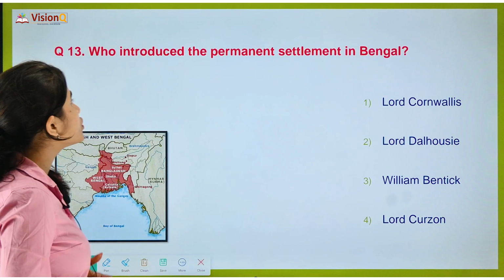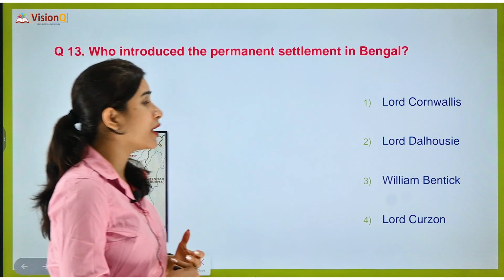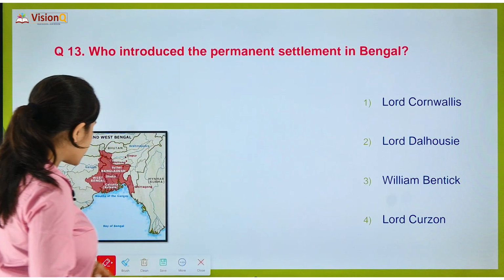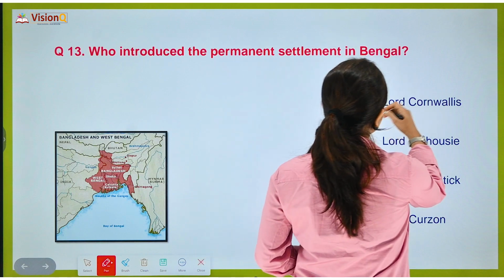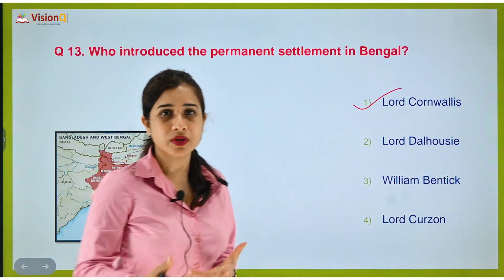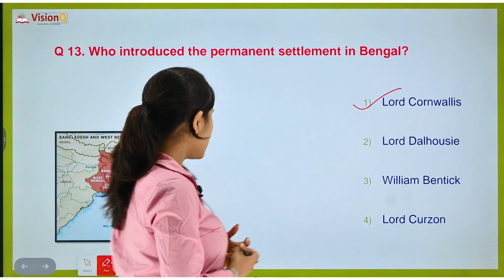Moving to the next question, who introduced the permanent settlement in Bengal? So very important question, permanent settlement in Bengal, who did it? It is a land revenue system done during the period of Lord Cornwallis.